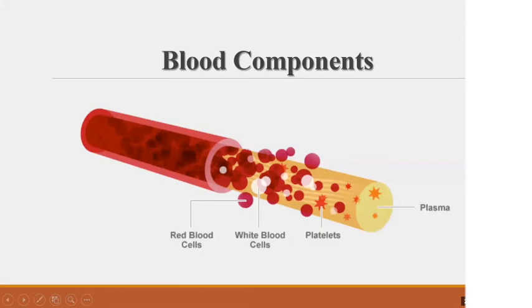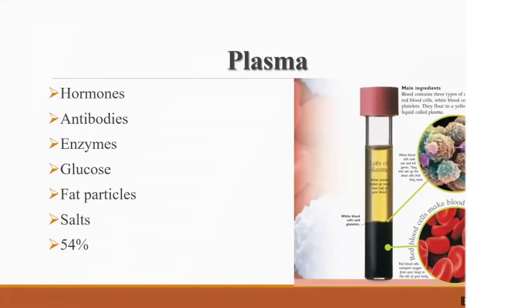Now we are going to talk about the components of blood. Blood is composed of 4 things: plasma, red blood cells, white blood cells, and platelets. Firstly, let's talk about plasma. Plasma contains hormones, antibodies, enzymes, glucose, fat particles, and salts.